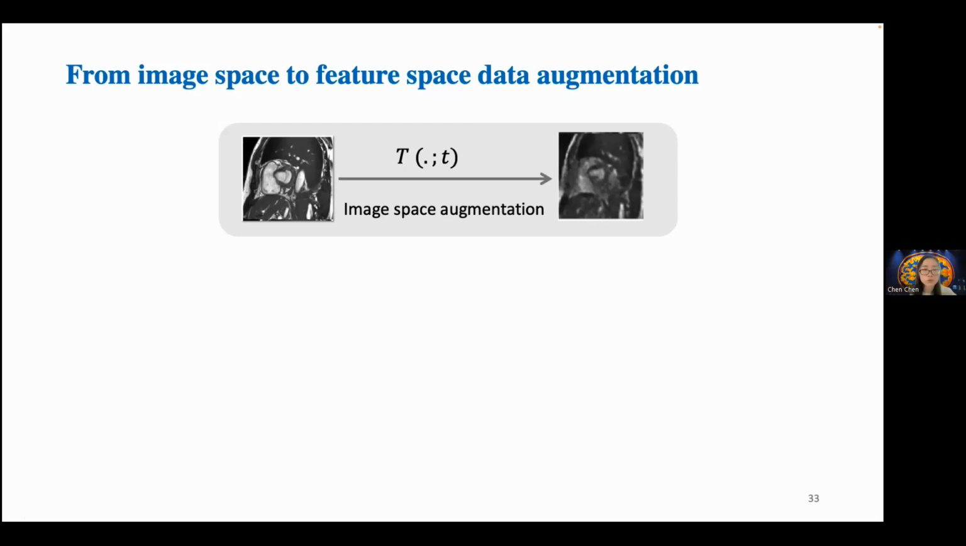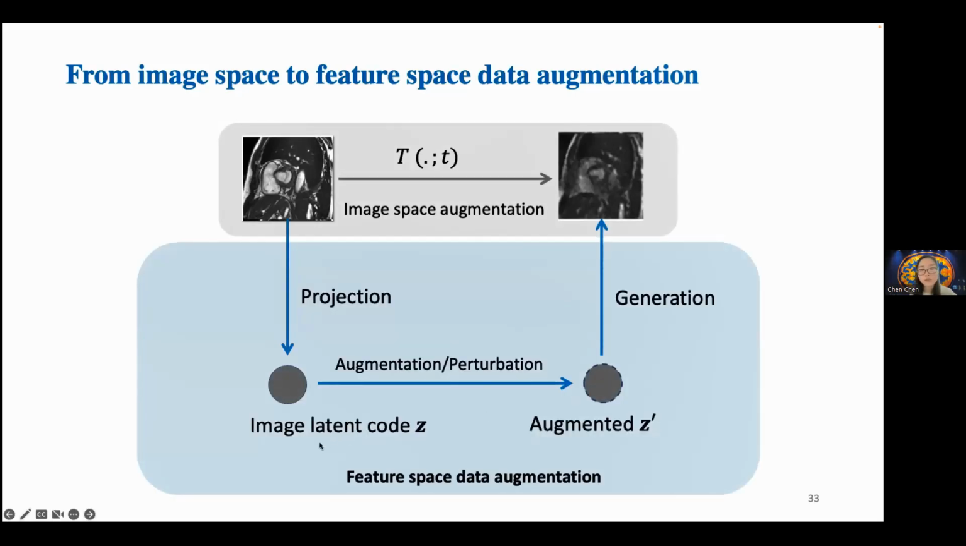What about those unknowns? So our idea is pretty simple. We're trying to let the model itself figure out those variations. In order to do this, we first project the image space into an image latent code via some projections. This can be done via an encoder function. Then we can do some augmentation or perturbation directly in this latent code space, and generate an augmented latent code, which can then be projected back into the image space. This can be implemented using a decoder function.